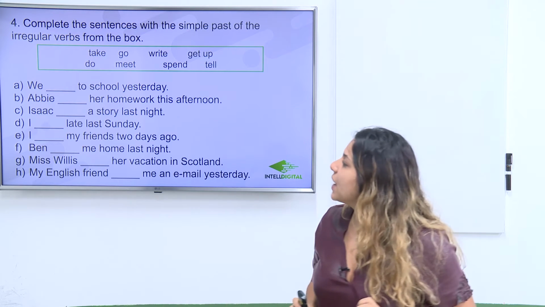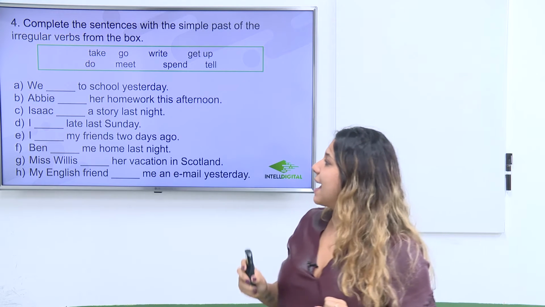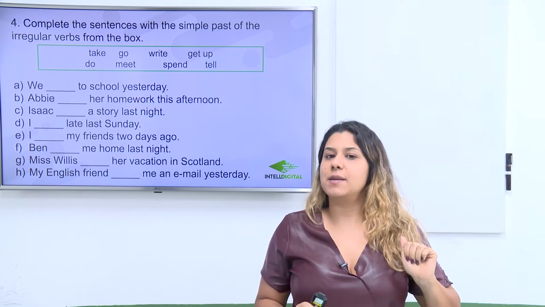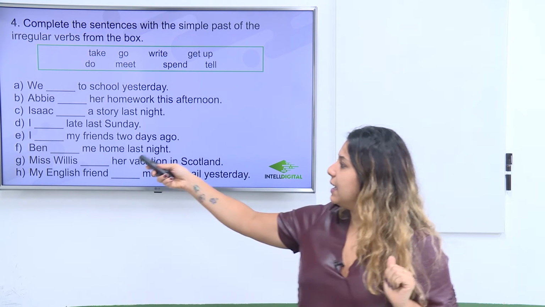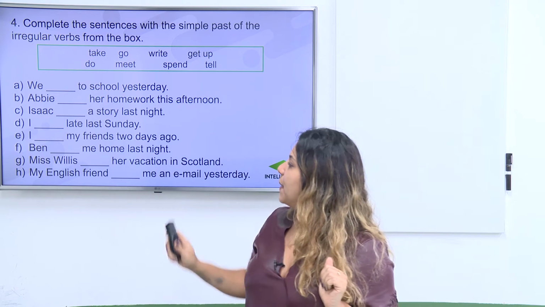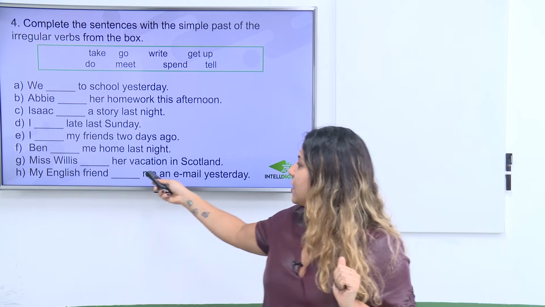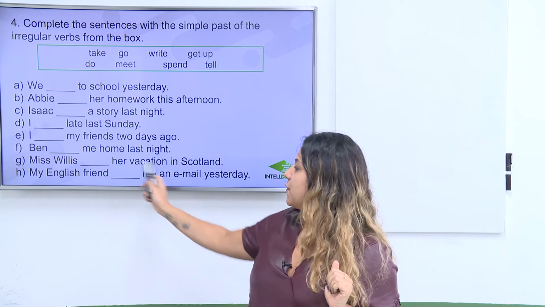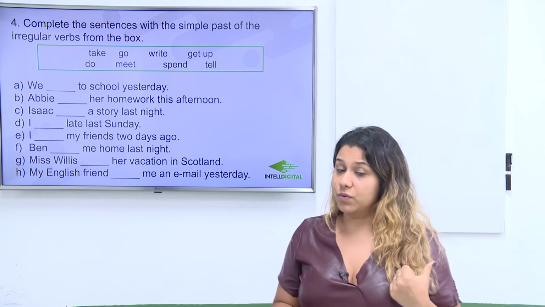B. Abby, her homework this afternoon. C. Isaac, a story last night. Time expression of the simple past. D. I, late last Sunday. E. I, my friends 2 days ago. F. Ben, me home last night. G. Miss Willis, her vacation in Scotland. And H, my English friend, me an email yesterday. Yesterday.